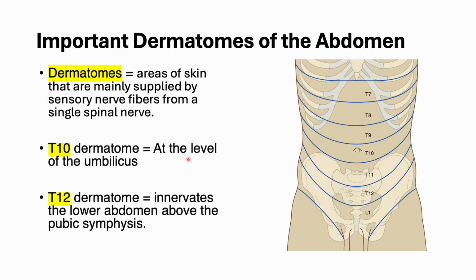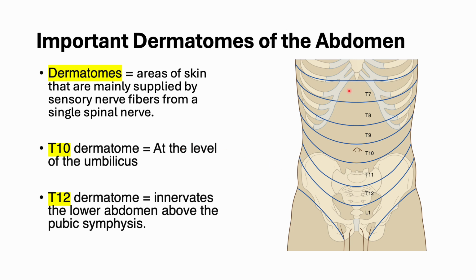So we're going to contrast a little bit about innervation and dermatomes of the abdomen. When I was starting off with anatomy, I really didn't understand what this was at all. So dermatomes, just for anyone listening that might have the same question, are an area of skin that's mainly supplied by sensory nerve fibers from a single spinal nerve. That's really important: sensory nerve fibers, and they're only from a single spinal nerve.